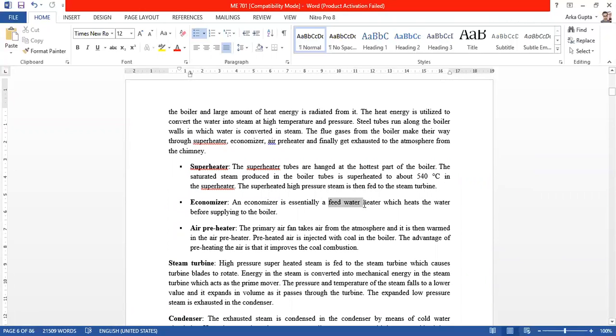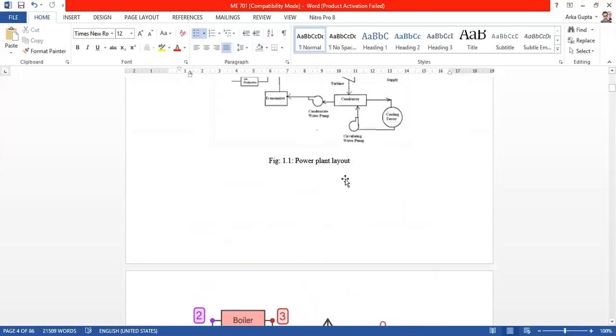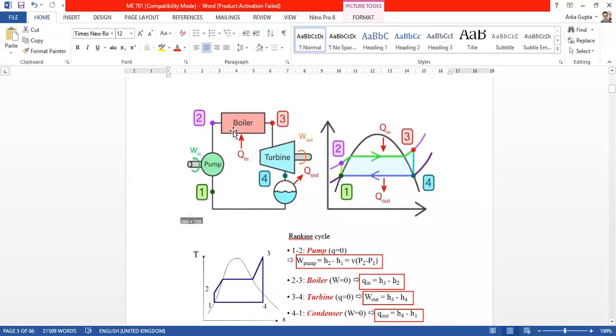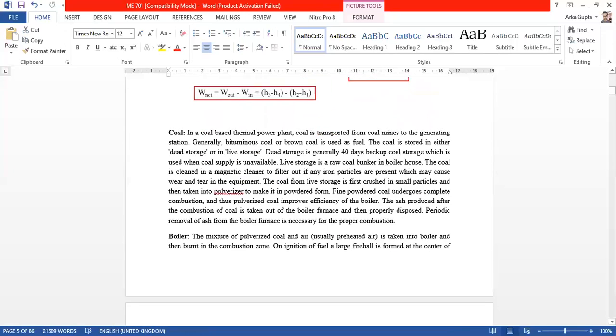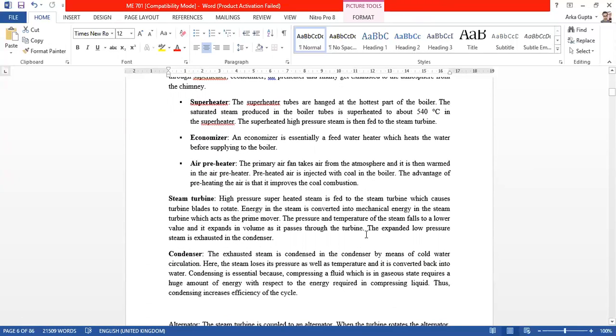And the economizer, you can say, is the feed water heater. Feed water is heated before it is fed to the boiler. The economizer is used before the boiler. By using the flue gas heat, the water is preheated and supplied to the boiler, so it is called the economizer. Then the air preheater: the primary air fan takes in air and passes it to the air preheater. Air is also preheated.